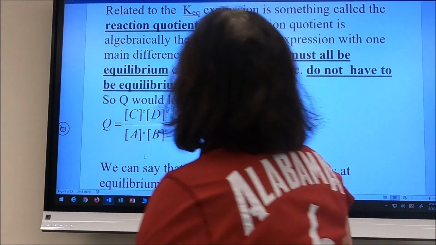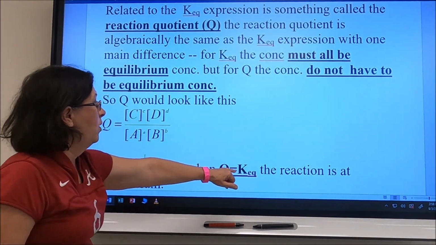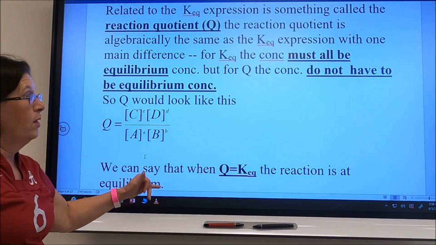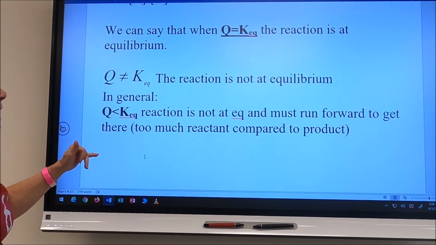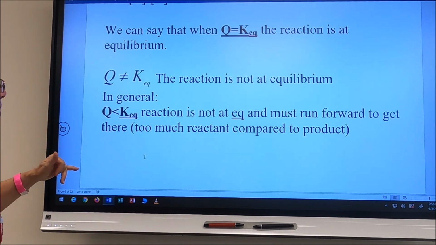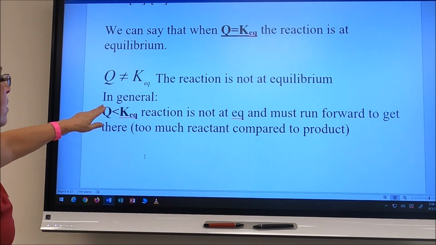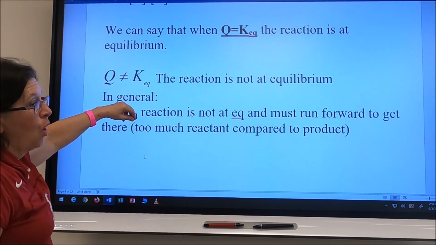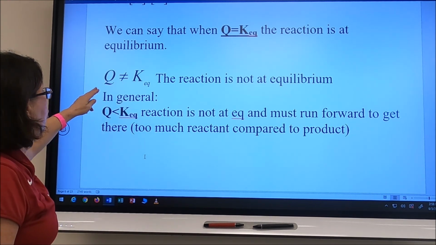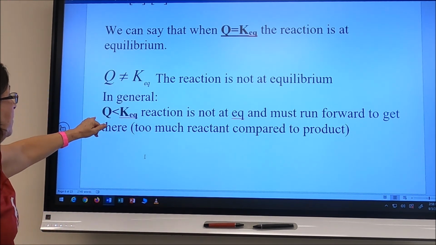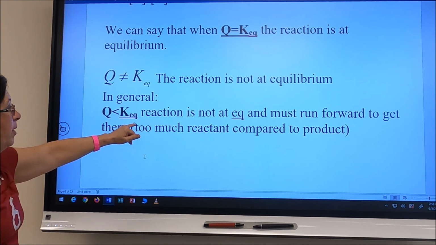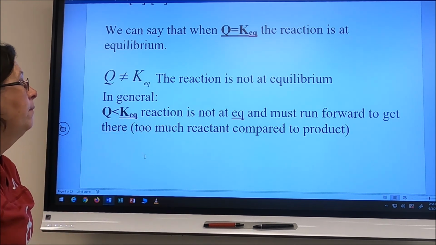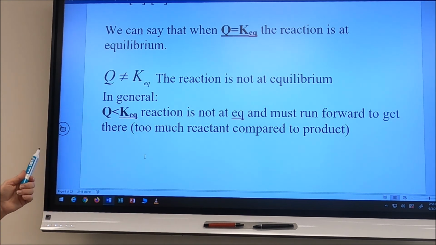All right, so we can say that Q equals the equilibrium constant if we are at equilibrium. So comparing Q to K will help us determine if a reaction is at equilibrium. If you know the value of K, and you know the concentration of the reactants and products, you can calculate a Q and you can compare. If Q is less than the equilibrium constant, we're not at equilibrium, and the reaction must run in the forward direction to get there. We have too much reactant compared to product because Q is too small. That means the denominator is too small.